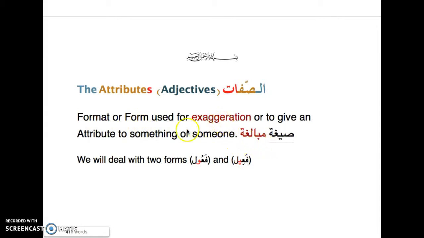صيغة just means form or format, and مبالغة is exaggeration. And we're going to deal with two forms: فعيل and فعول. And as you remember in previous lessons, the roots lesson or the fa'il or the maf'ul, we had a template with us, and this is our template in this lesson, or our templates, as we have two.